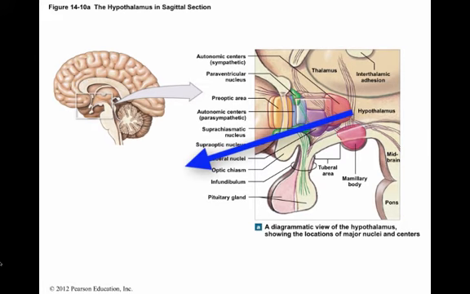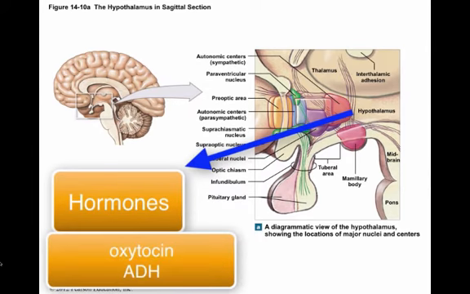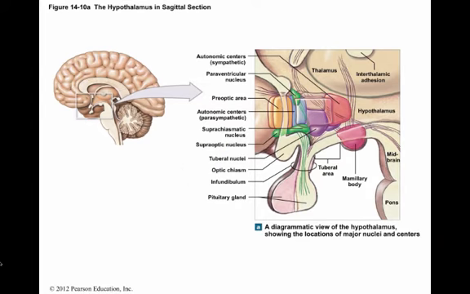The hypothalamus, in company with the pituitary gland, controls the emission of hormones. The hypothalamus produces 2 hormones called oxytocin and antidiuretic hormone. It also produces hormones that regulate the release of hormones from the pituitary gland.